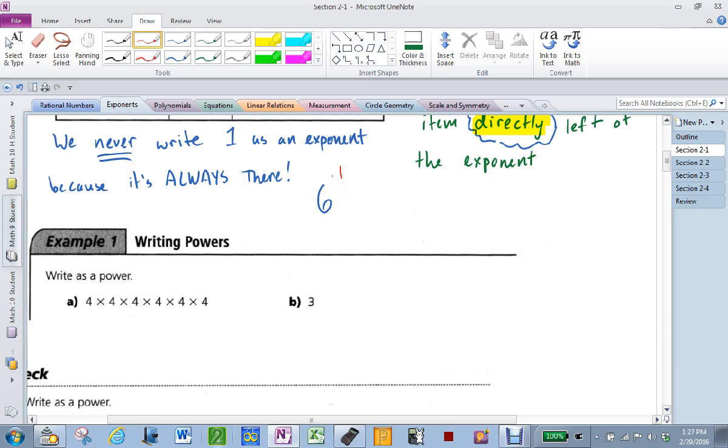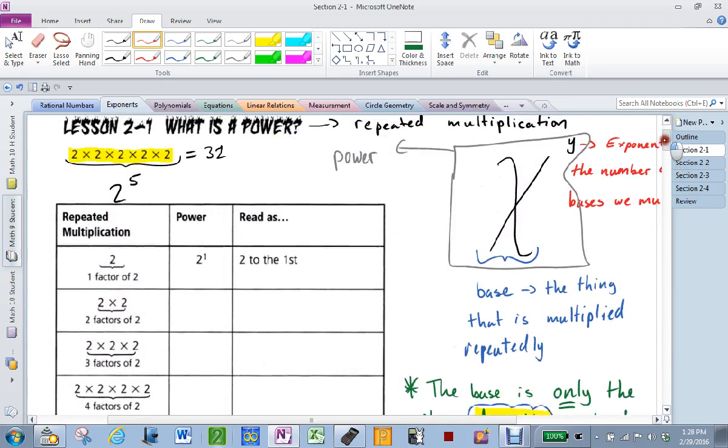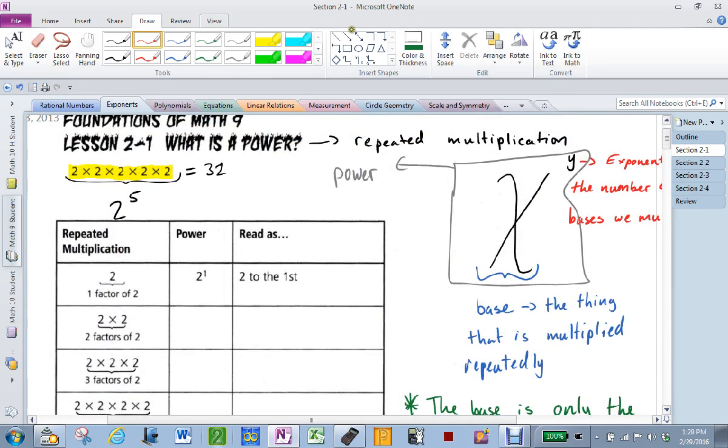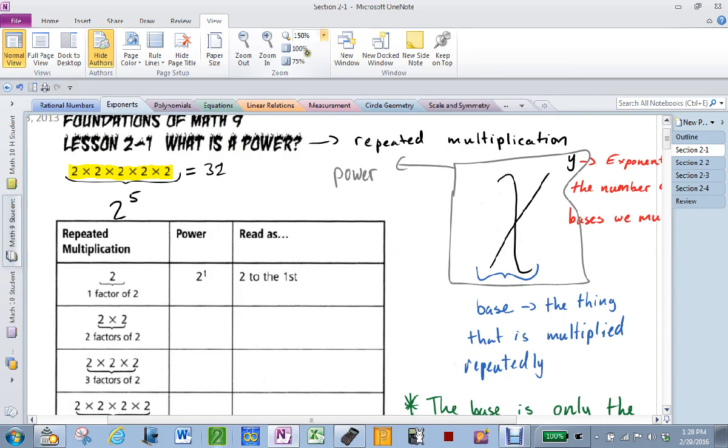And we've seen that in math already, haven't we? Because technically 6 is really what? 6 over 1. And we don't write that one either. Everybody cool? Yes. Because we're going to fill in the chart.